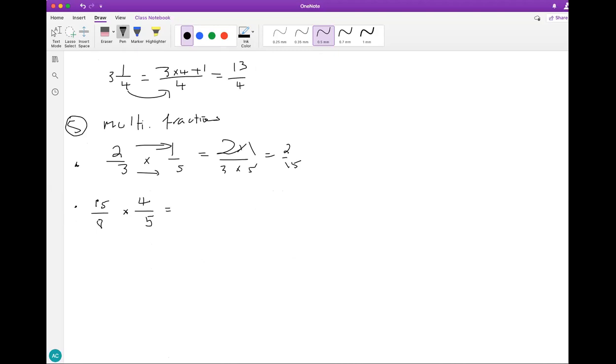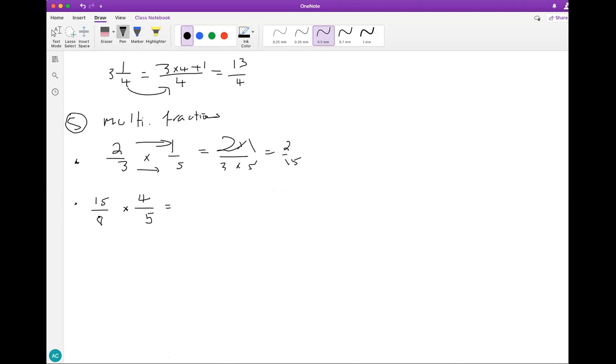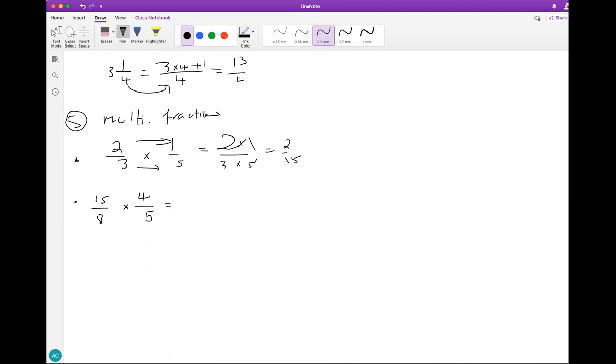So let's start with this fraction. Can you reduce this fraction on its own? 15 over 8. Is there anything that goes into both?